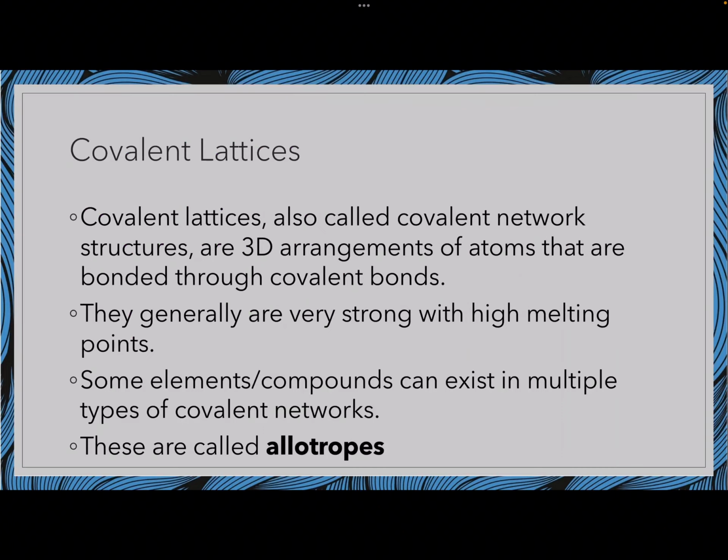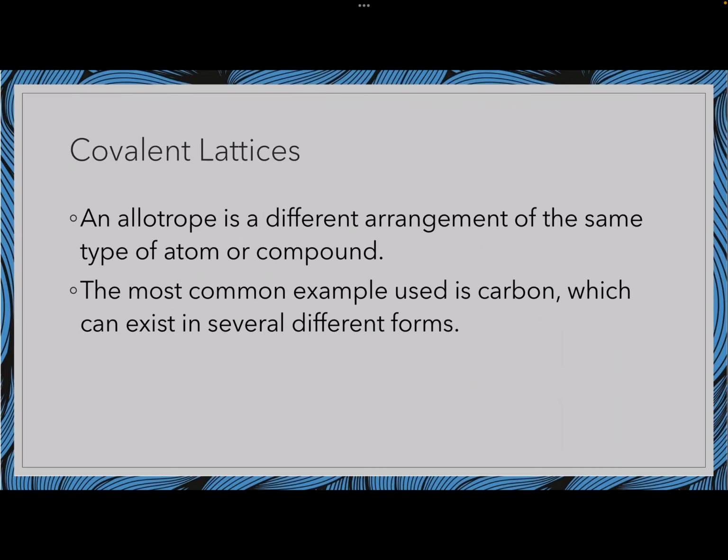Now, covalent lattices are also called covalent network structures. They're 3D arrangements of atoms that are bonded through covalent bonds. They're generally very strong with high melting points. And some elements and compounds can exist in multiple different types of covalent networks, and these are what we call allotropes. Okay, so if we ever hear the term allotrope, that is a different arrangement of the same type of atom or compound. And the most common example is carbon, which can exist in several different forms.